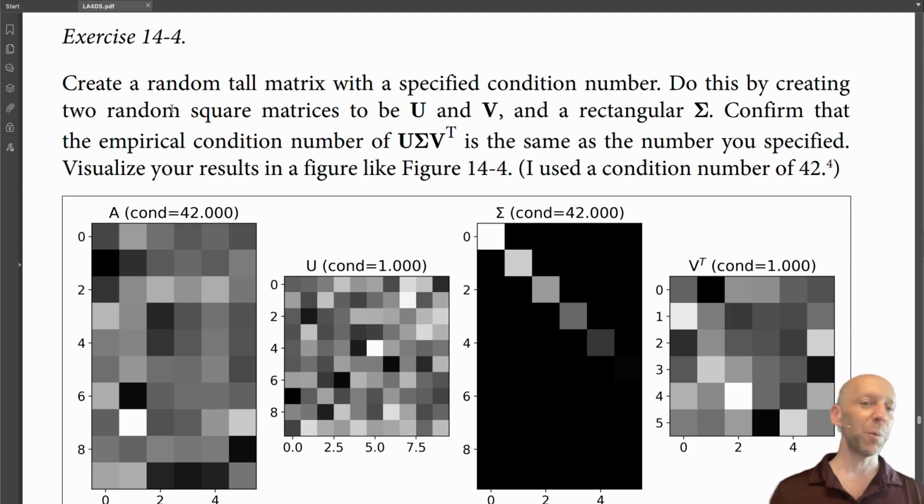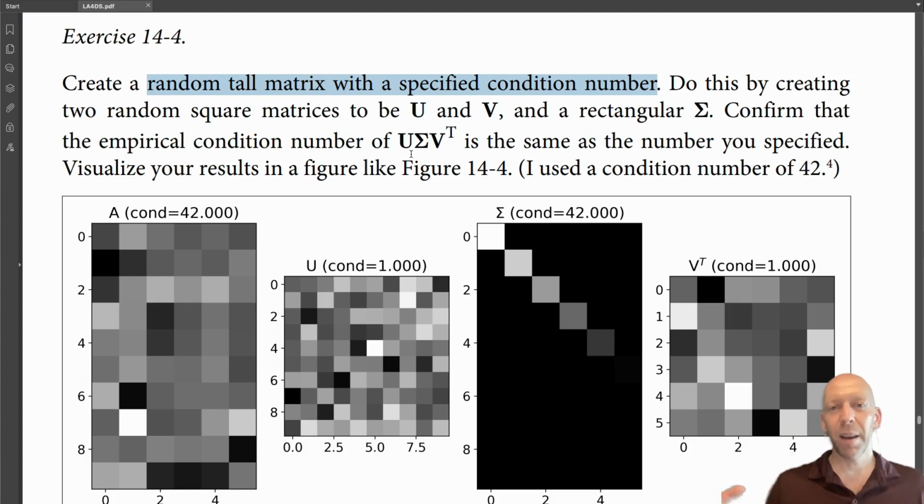And here again, we are going to create a random tall matrix with a specified condition number. So remember, the condition number is like a measure of the spread of the information in the matrix. It is literally the ratio of the largest singular value to the smallest singular value of a matrix.